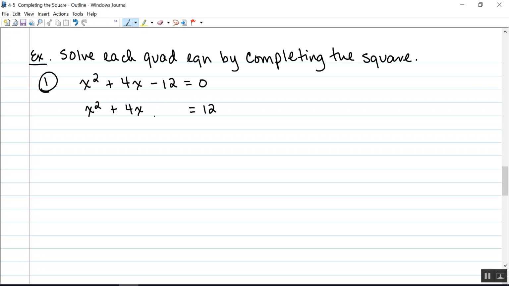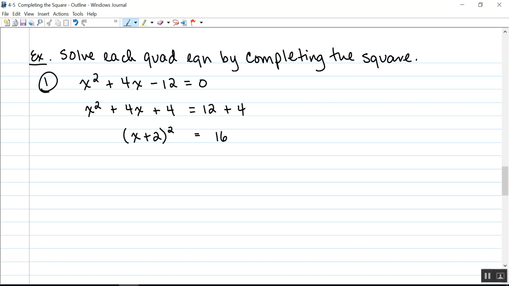Now I need to find a new c that's going to make this a perfect square trinomial. To do that, I take half of b and square it. So half of 4 is 2. 2 squared is 4, so I add 4 here, and I have to add 4 here. Now this side of the equation will factor into (x plus 2) squared, and this side of the equation becomes 16.